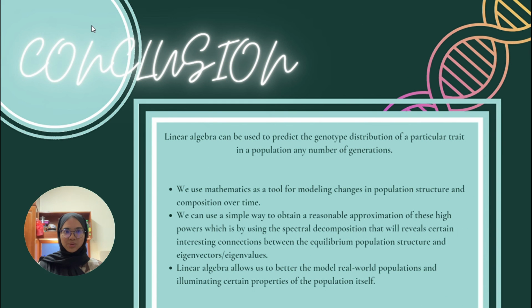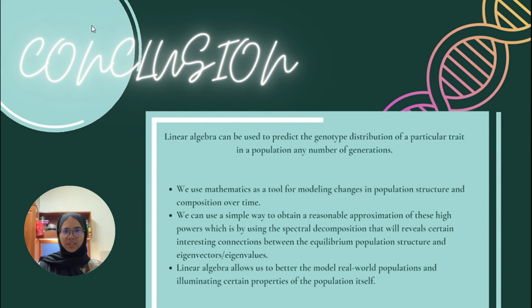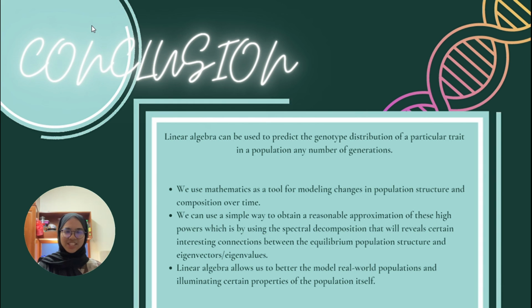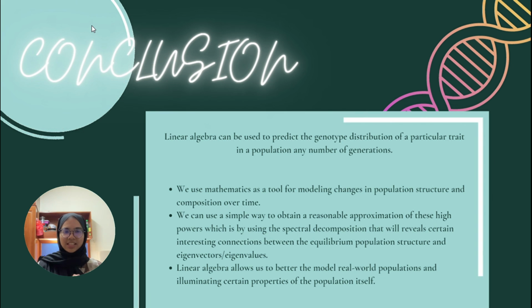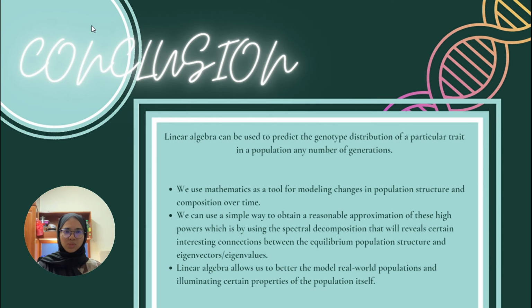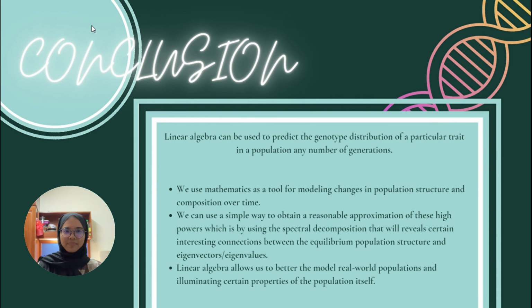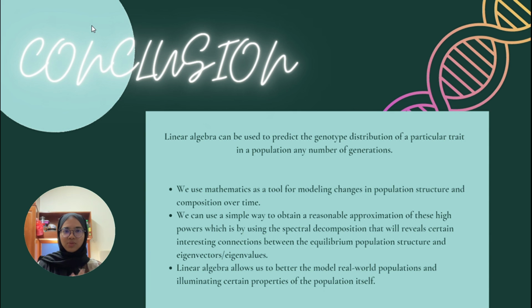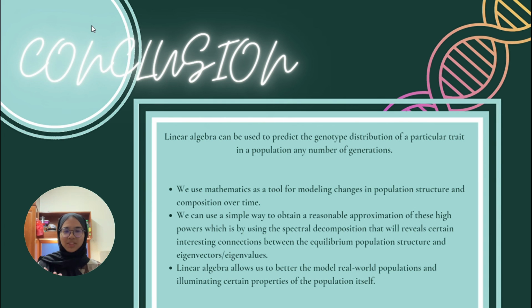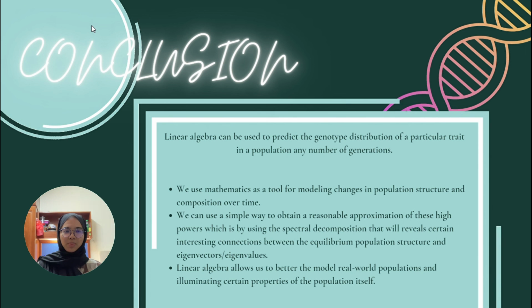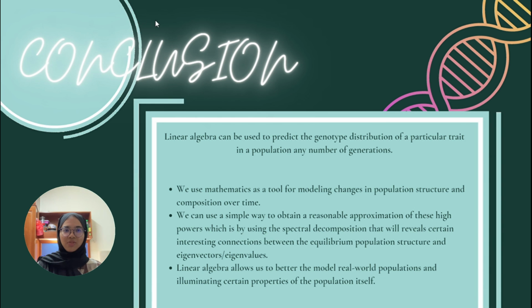Linear algebra can be used to predict the genotype distribution of a particular trait in the population and the number of generations from only the genotype distribution of the initial population. In studying these questions, it becomes extremely useful to use mathematics as a tool for modeling change in population structure and composition over time. We now see that projecting into the future becomes a process of computing high matrix powers. Thus, we see that linear algebra allows us to better model populations, enumerating certain properties of the population itself.